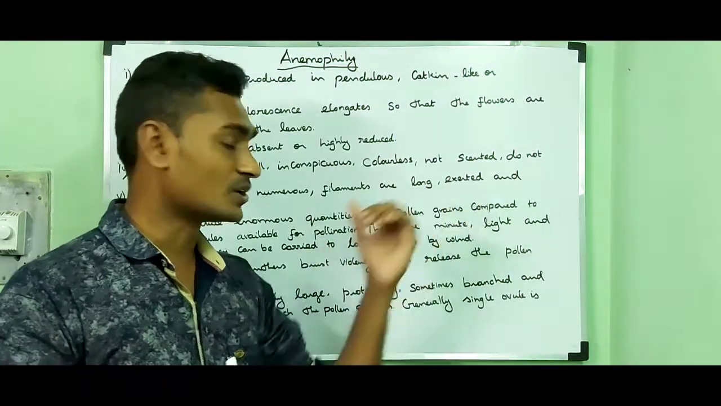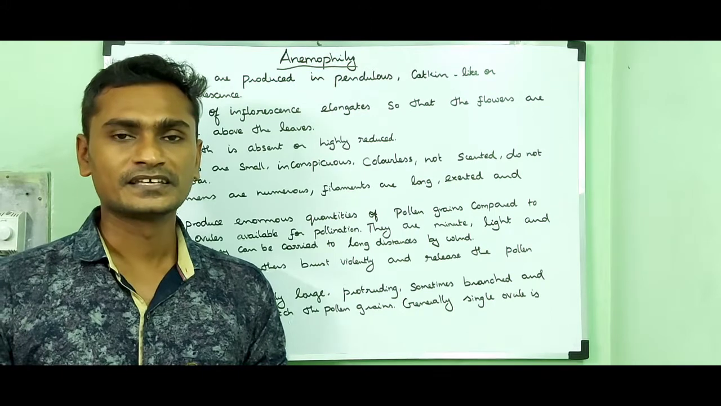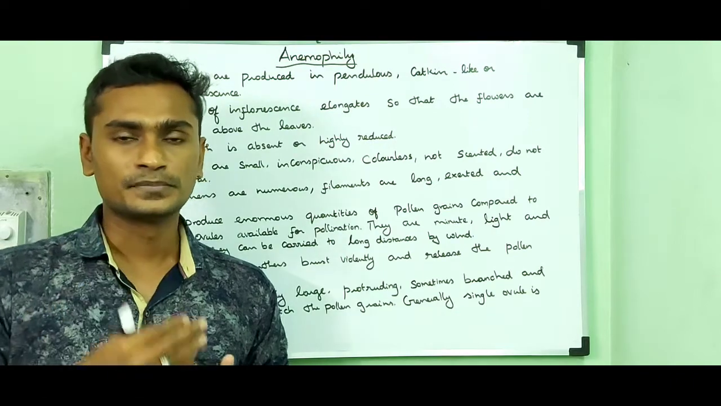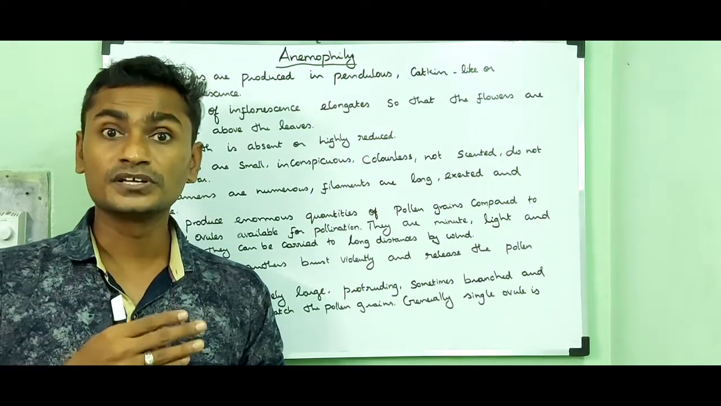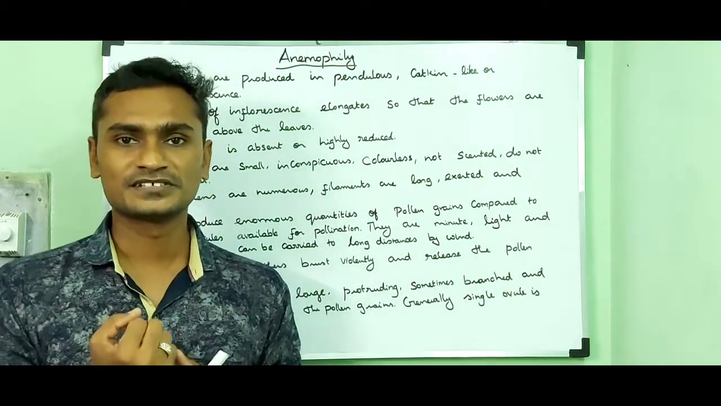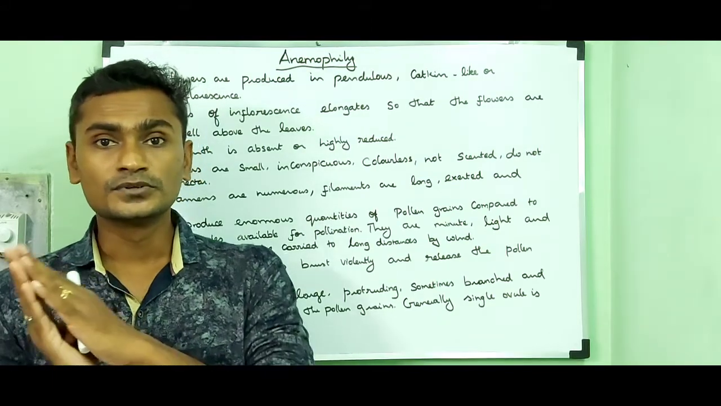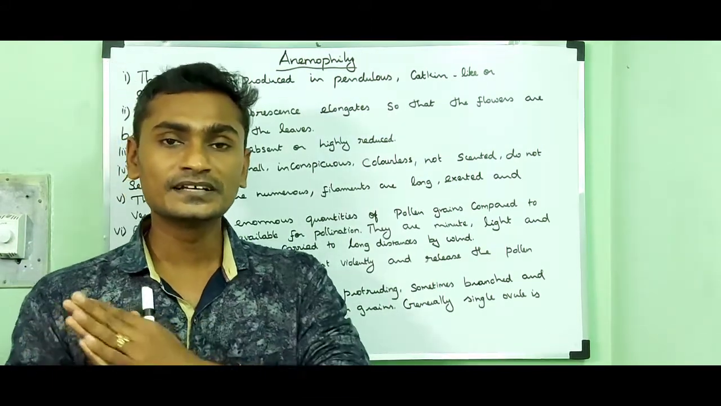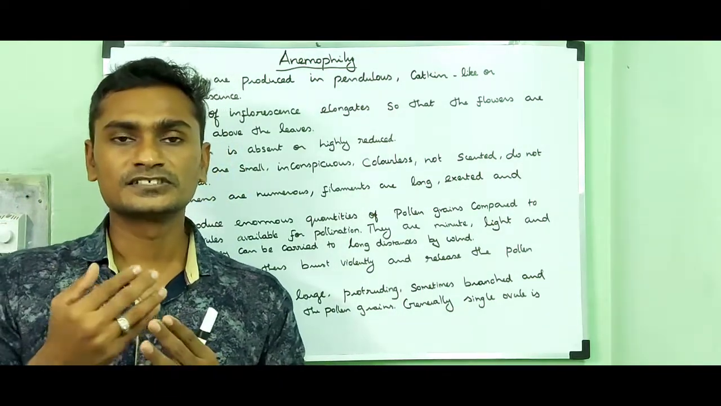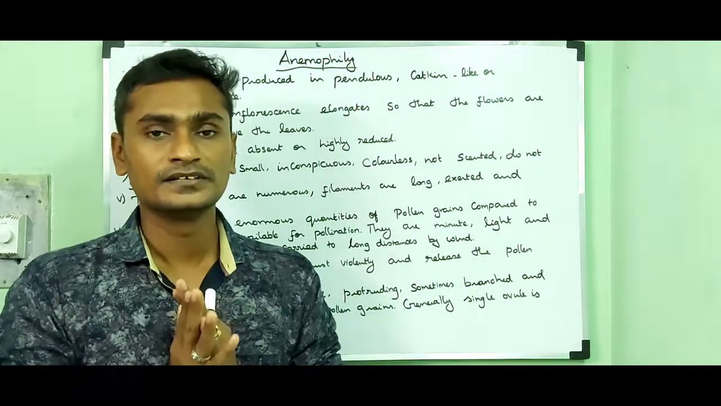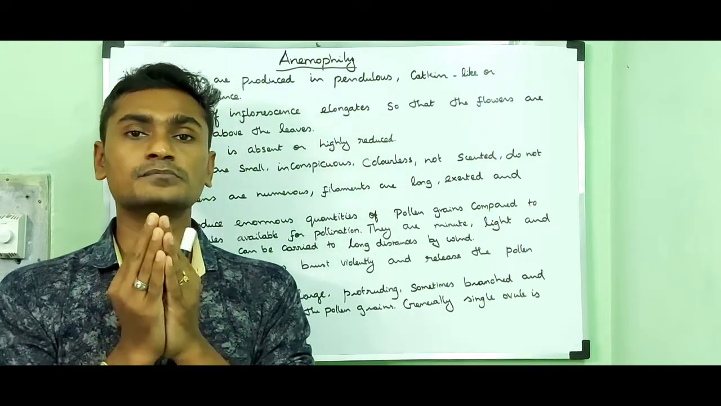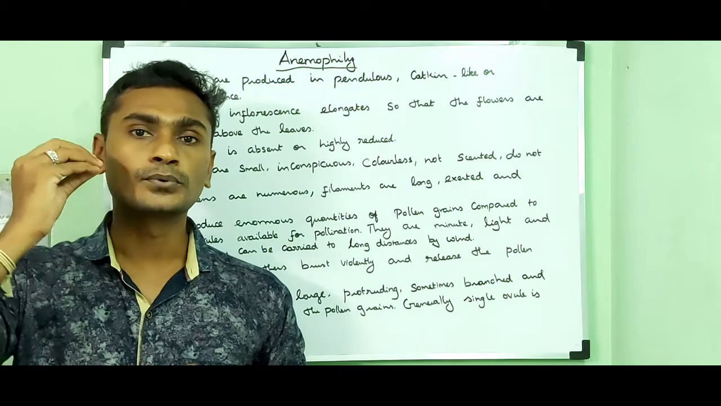Then stamens are exserted. That means the stamens are beyond the petals. The stamens grow beyond the petals, so the stamens are visible outside the petals. Why? When the wind blows, the pollen grain in the anther has to fly, it has to be carried by the wind. If it is covered by the petal, the stamens are not able to distribute the pollen grains.